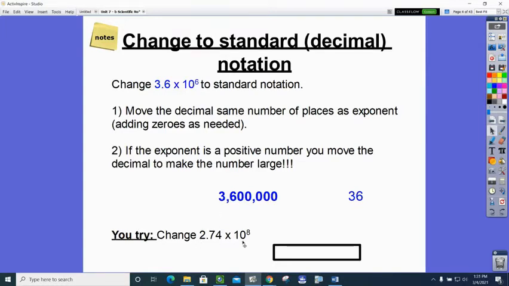Can you change 2.74 times 10 to the 8 to standard notation? The first thing I would have done was to write the 274. I would have put my cursor where the decimal is, saw the 8, and knew that I had to move it 8 times to make it bigger. Did you put 274 and 6 zeros? You do not add 8 zeros. You move the decimal 8 powers of 10. So you have to go around the 7 and around the 4, which used up 2, and then you need 6 more. So 274 million is the same thing as 2.74 times 10 to the 8th.